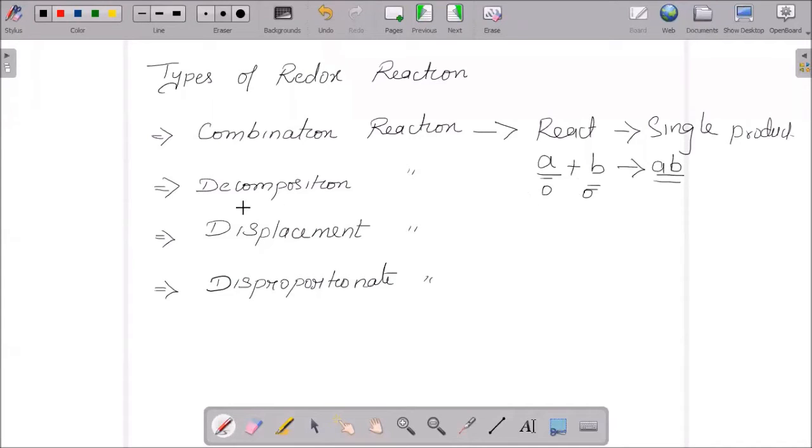The second type of redox reaction is the decomposition reaction. That is a type of reaction in which a reactant breaks up into its constituents. You can say it is the vice versa of the combination reaction. For example, H2O breaks up into H2 plus O2. So in a decomposition reaction, the reactant breaks up into its constituents, either by heating, passing current, or in presence of light. So we call that a decomposition reaction.